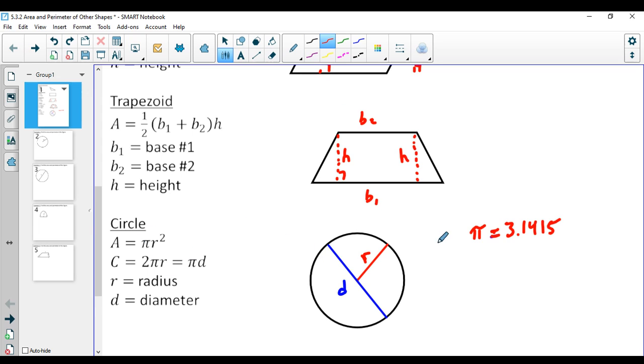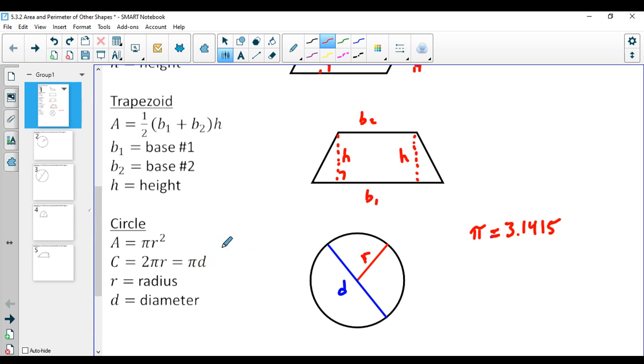So the area is just pi, which is just a number, and then r, which is your radius, squared. That's it, right? They end up just being numbers. Now your circumference is all the way around the circle, aka the perimeter of the circle, right? And that's going to be equal to 2 times pi times r. But we said 2r was the same thing as the diameter, right? So you could just do pi times the diameter as well.